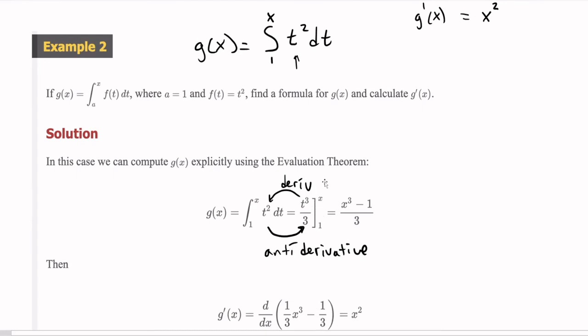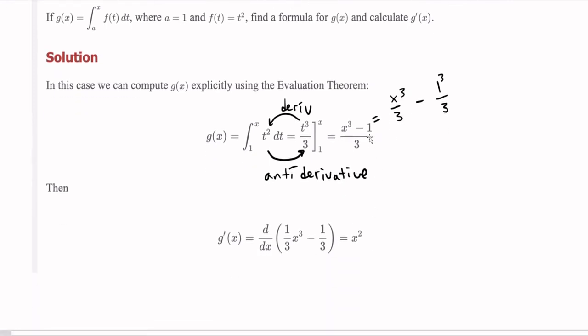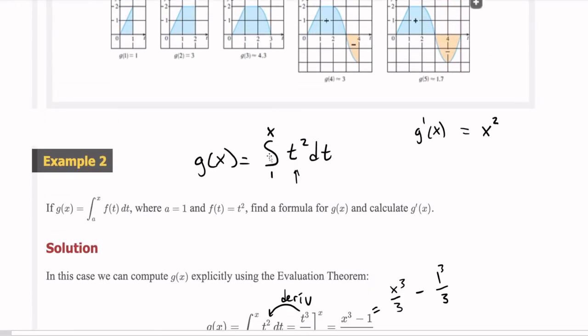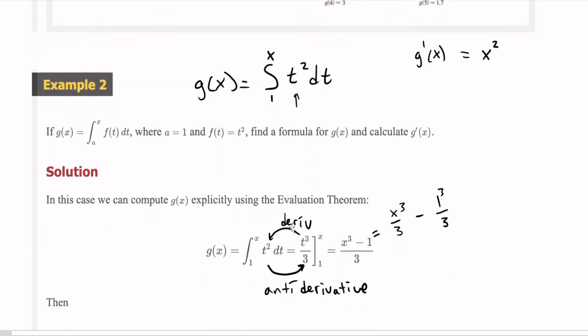Then remember, you plug the bounds in. So x cubed over 3 minus 1 cubed over 3. That's how they got here. They just smushed it into one fraction. So I'll write that out for you. X cubed over 3 minus 1 cubed over 3. Same thing. Okay. All right, so then this is your g of x. That's the closed form formula for this function defined by an integral. Sometimes it just has a nice formula, and we can calculate that.